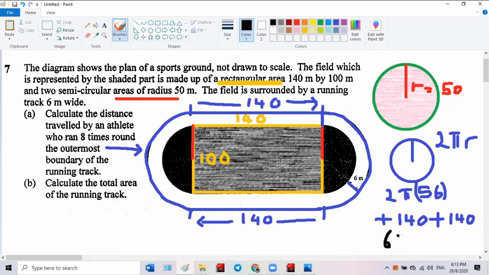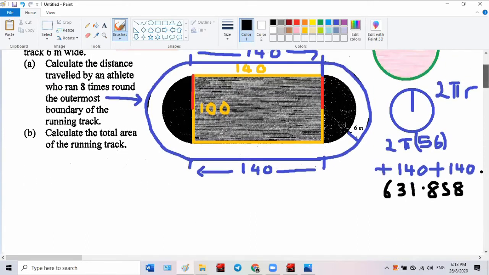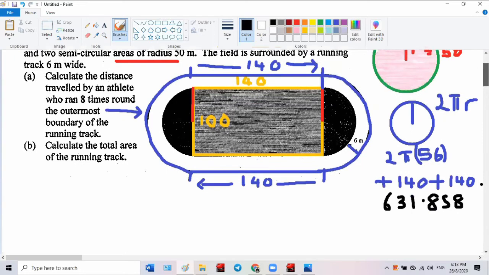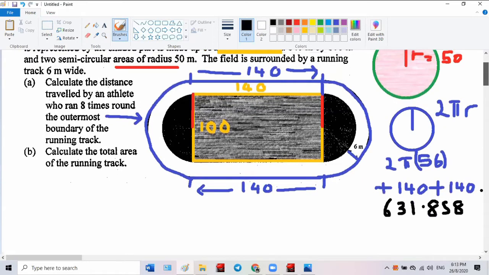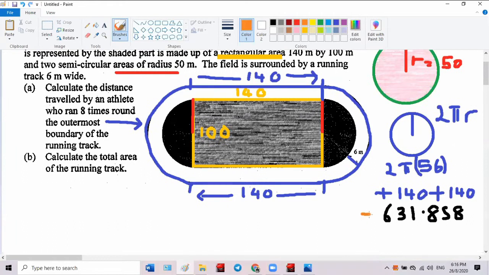631.8583772. 6, 3, 1 point 858, 858. Okay, 3772, no need. So normally if your teacher says, if they never say anything, you have to give it in 3 significant figures. I'm just telling you. I trust this number is correct. So this is running 1 round only, right?